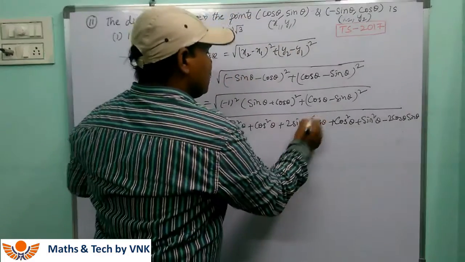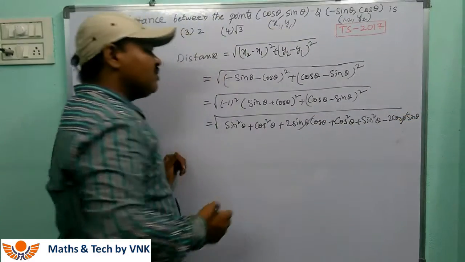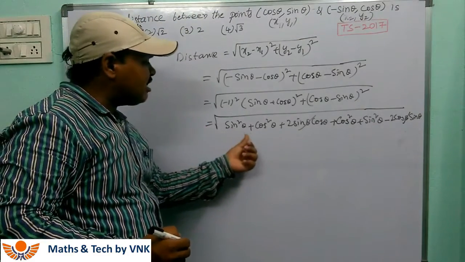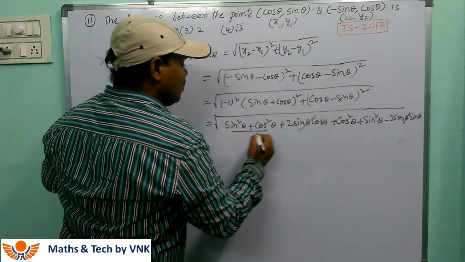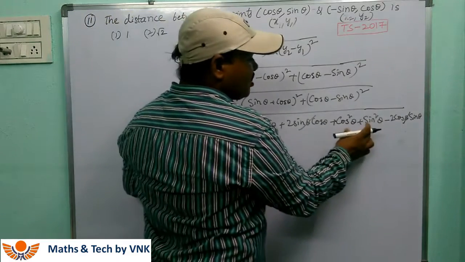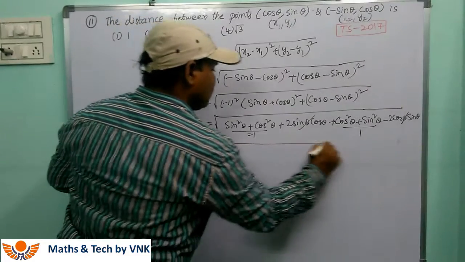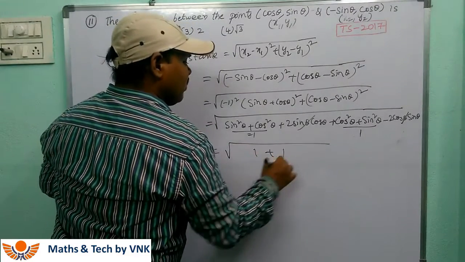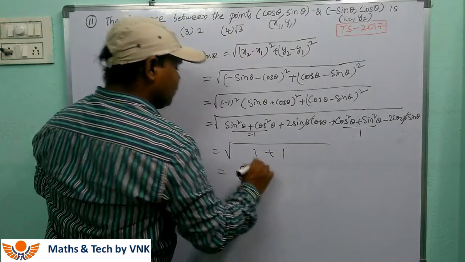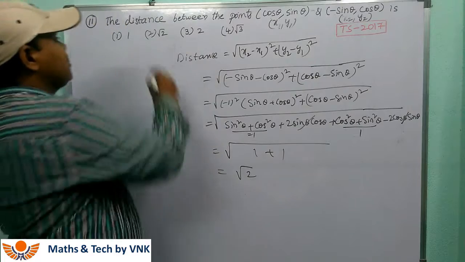So these two cancel. Now we know the trigonometric relation sin square theta plus cos square theta is equal to 1. Here also cos square theta plus sin square theta is equal to 1. So this is equal to square root of 1 plus 1, which is equal to square root of 2. So the correct option is 2.